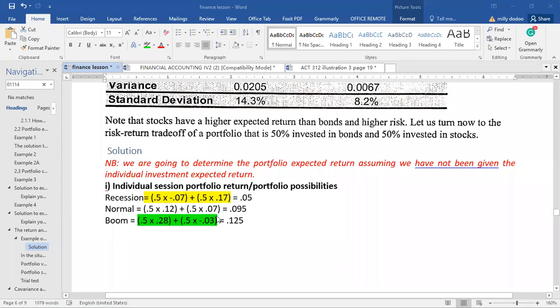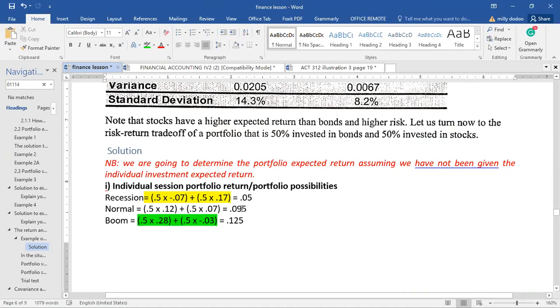Okay, you mean from here? Yes, please. Okay, so you got this one, right? Yeah. Okay, so we are saying that once you have not been given the individual expected return, you must find the sectional portfolio return or the individual portfolio return for the various sections. Are you getting the scenario? So we found, let's say for recession, this is the portfolio return for recession, 5%. The portfolio expected return for normal is 9.5. The portfolio expected return for boom is 12.5. So you find the sectional portfolio return.